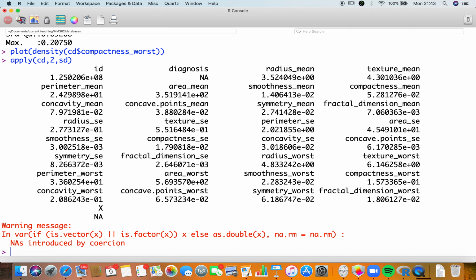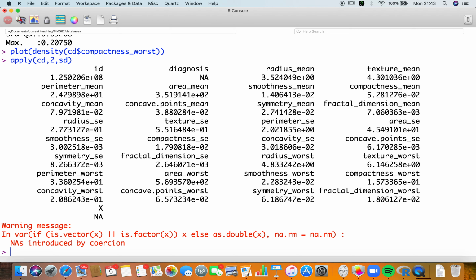Now, it doesn't like the fact that in the diagnosis column I have NA values, and in the X column I have NA values. But at the moment, though, it's quite happy to calculate the standard deviation for you. So the standard deviation for each of the columns is given by the apply function. Now you can do exactly the same thing here.